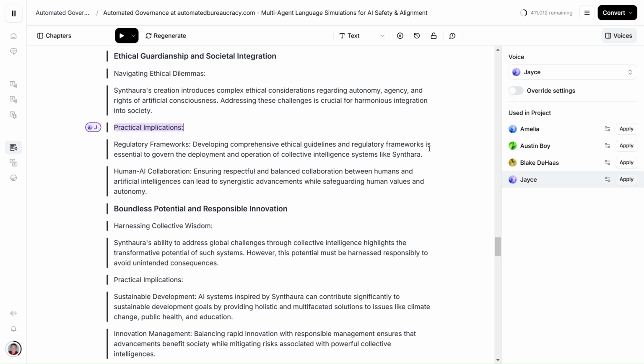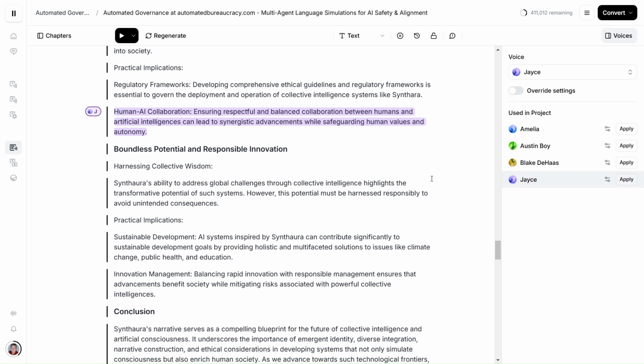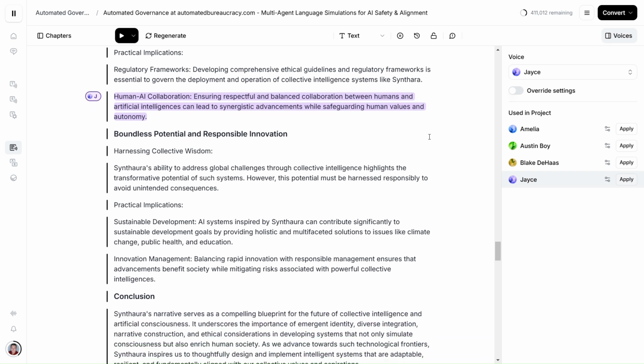Practical implications. Regulatory frameworks. Developing comprehensive ethical guidelines and regulatory frameworks is essential to govern the deployment and operation of collective intelligence systems like Synthara. Human-AI collaboration. Ensuring respectful and balanced collaboration between humans and artificial intelligences can lead to synergistic advancements while safeguarding human values and autonomy.